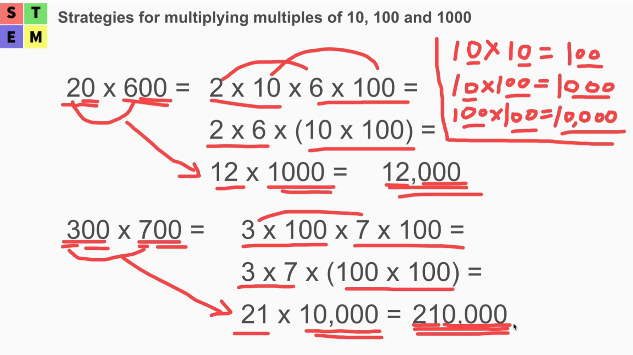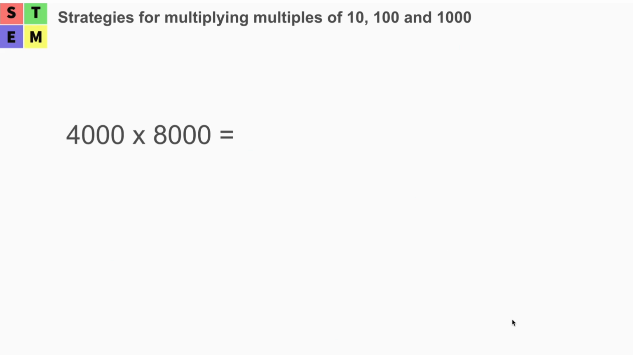So let's take a look at our third example there. We have 4,000 times 8,000. So what are we going to do? We can do it step by step as we did before, but in your mind, you should think about it: we have 4 there, we have 8 there, we have 3 zeros, we have 3 zeros here, right? So maybe you can calculate it in your head.